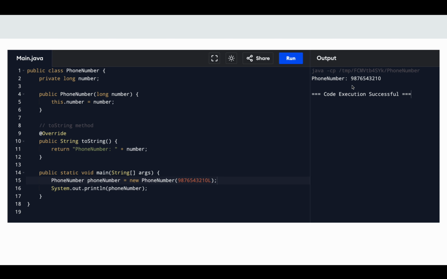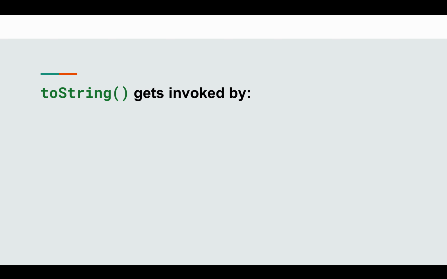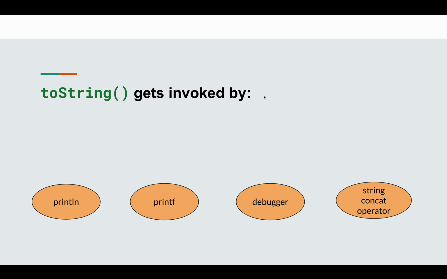So this is the importance of overriding the toString method if we want the value to be a useful message. We saw toString gets invoked by println, but there are some other ways it gets invoked. The first one is println, which we already saw. Then printf also invokes toString. Debuggers, for example IntelliJ and Eclipse, use the toString method. The string concat operator also invokes toString, as does assert. All these things invoke the toString method, so it is important to override the toString method in a class.